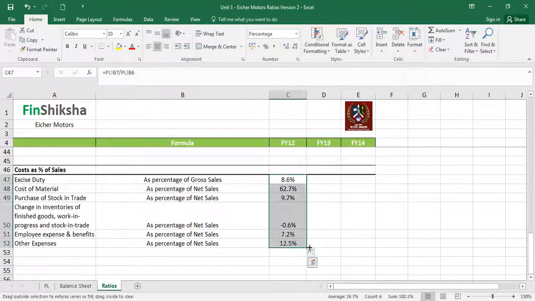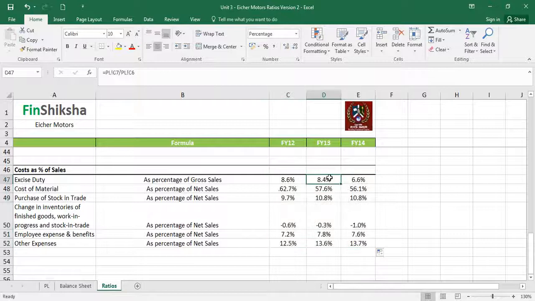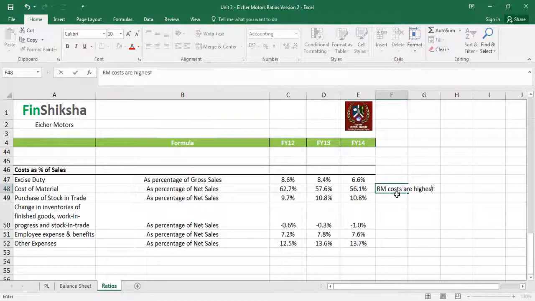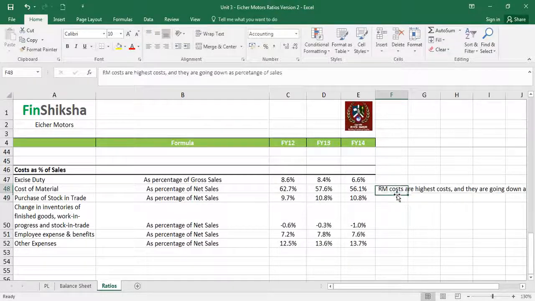I can now just take it and simply drag it on the right side, and it will give me the data points for all the years. Remember, you see cost of materials has gone down each of the years. Some of the other costs have gone up, so they've probably spent more on marketing. Employee benefits have remained fairly stable. Raw material costs are the highest cost component, and they are going down as a percentage of sales, right?